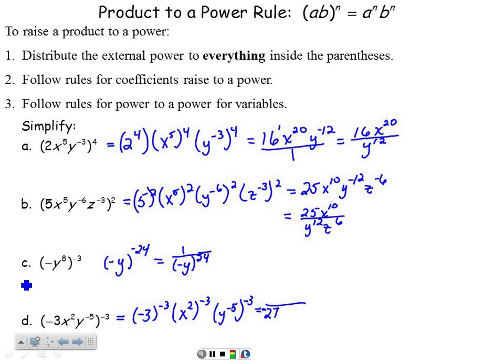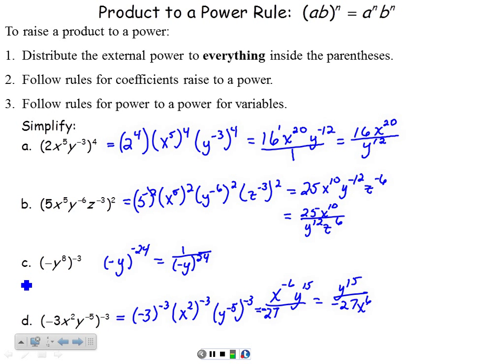And then x to the 2nd to the negative 3 is going to be x to the negative 6. And then y to the negative 5 to the negative 3 is going to be y to the positive 15. And so we need that x to the negative 6 to go to the bottom as well. So we have y to the positive 15 over negative 27 x to the positive 6.